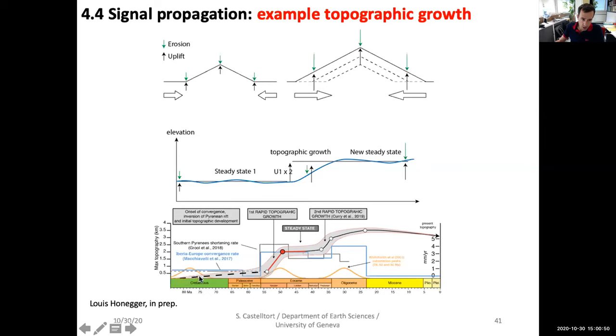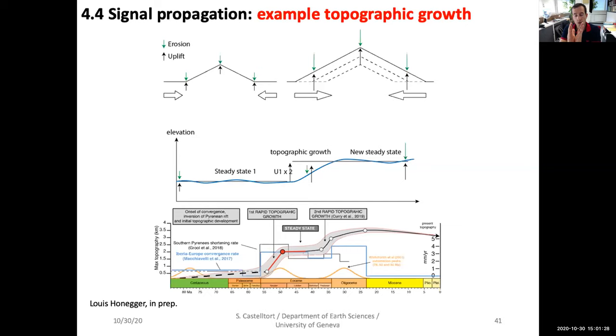What we know is that in the end of the Cretaceous, we had the initiation of the mountain range. Okay, so that's with the onset of convergence. There was a rifting before, and then there is inversion of the rift, and there is initial topographic development. And what Louis was able to show by using a very big compilation of oxygen isotopes in the foreland basin, he could show that the local isotopic signal deviates strongly from the global signal of the early Eocene.